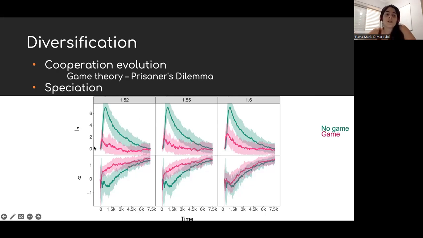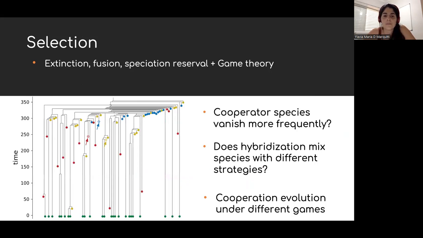We observed that the imbalance of these phylogenetic trees was smaller, they were more balanced, and when we had games, the speciation process was more accelerated than when we didn't have the game, when it was neutral. So this is one of the signatures left by the incorporation of selection, or the incorporation of cooperation evolution in this case.